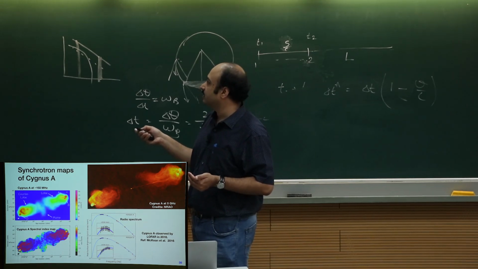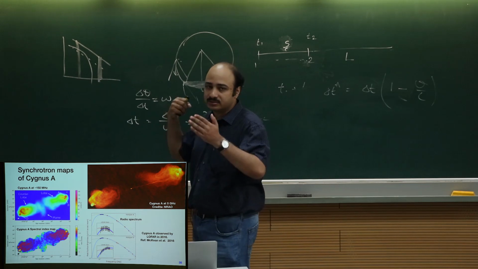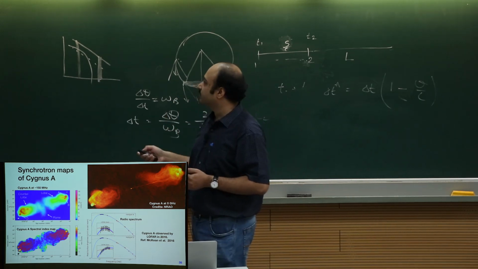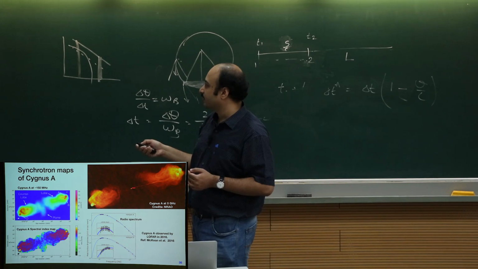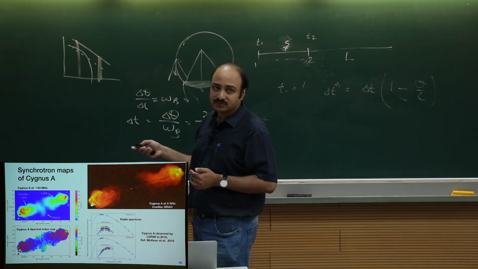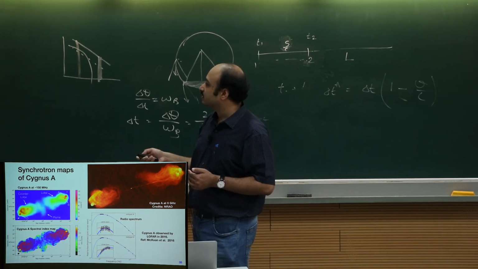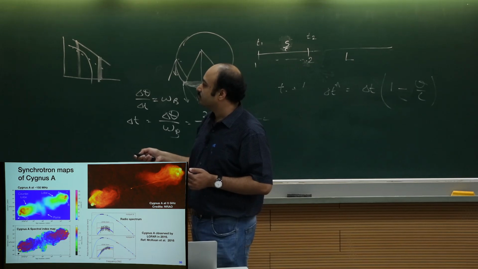The highest acceleration is at this point where it's directly hitting the external medium, so it's getting strongly accelerated. You can make out the beam of charged particles here, but not much here. That's because of relativistic deboosting. The intensity is decreasing. You can see the spectral maps, etc.